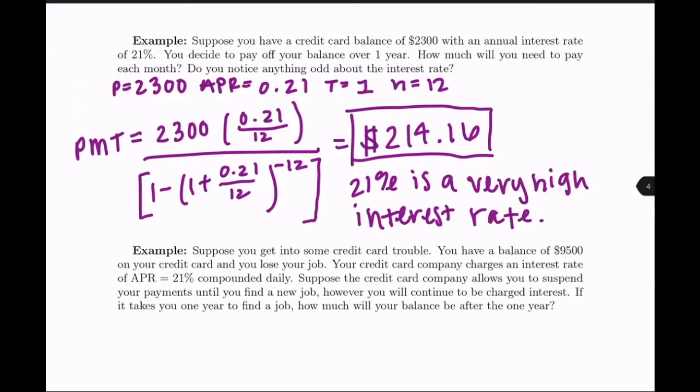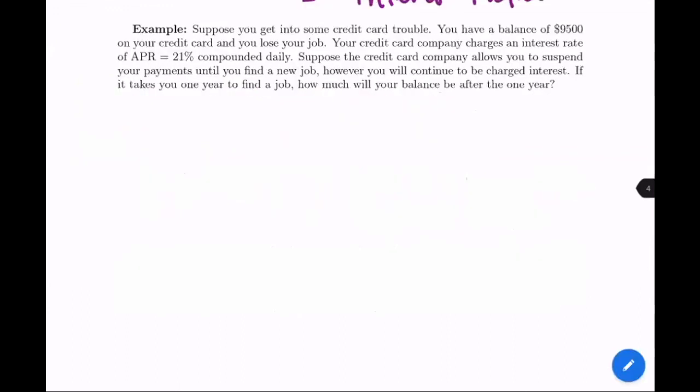All right, moving on. You got into some credit card trouble. You now have a balance of $9,500 on your credit card and you lost your job. Your credit card company charges an interest rate of APR equals 21% and it's compounded daily. Suppose the credit card company allows you to suspend your payments until you find a new job. However, you will be charged interest. If it takes you 1 year to find a new job, how much will your balance be after 1 year?